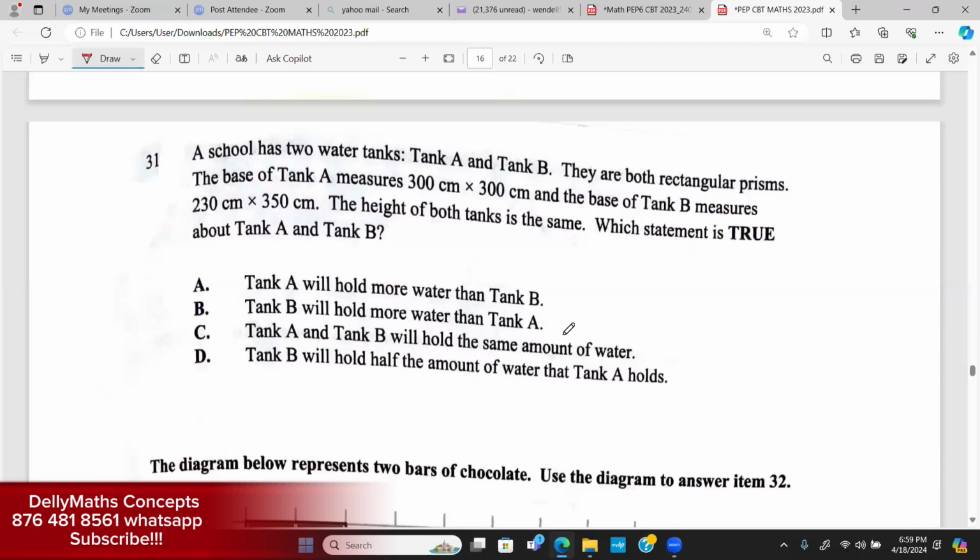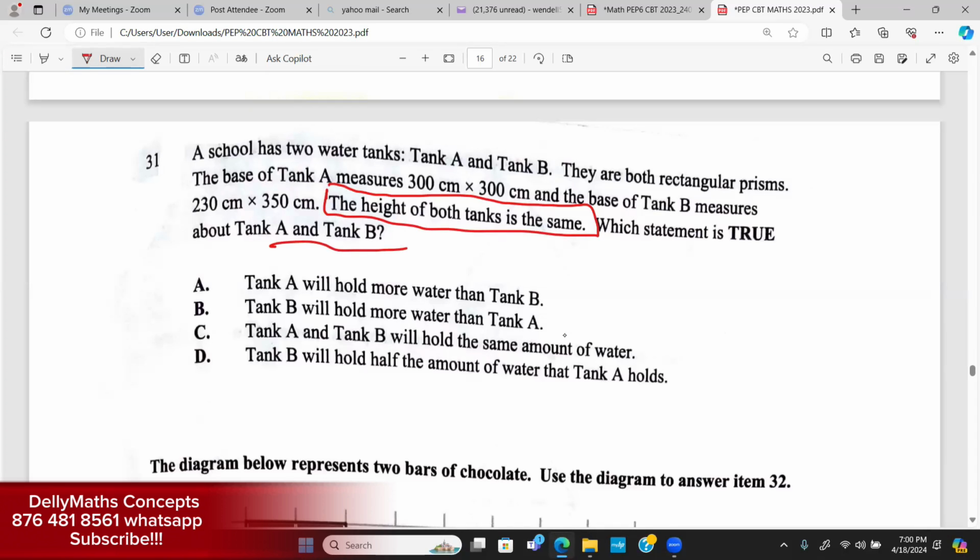A school has 2 water tanks. We're talking about tank A and tank B. They are both rectangular prisms. The base of tank A is 300 by 300 cm. Tank B is 230 by 350. All right, the height of both is the same. This is very crucial. That means I don't need to do a lot of working. Which statement is true about tank A and tank B?